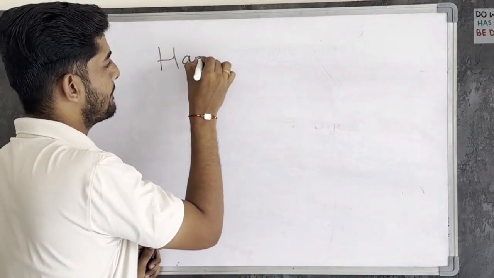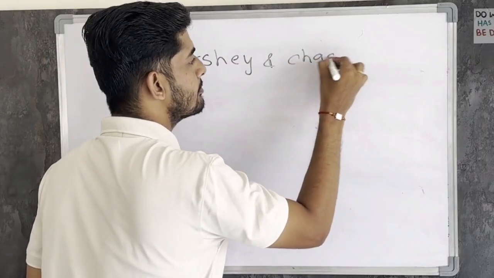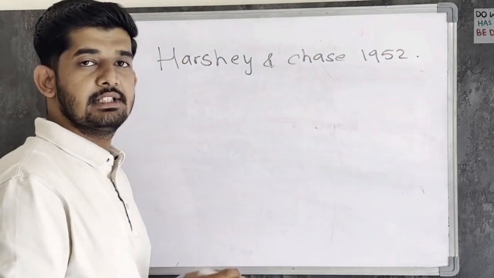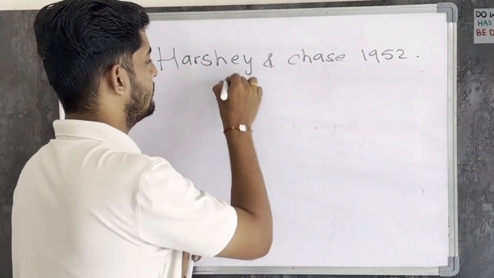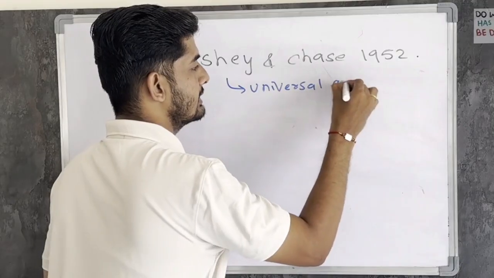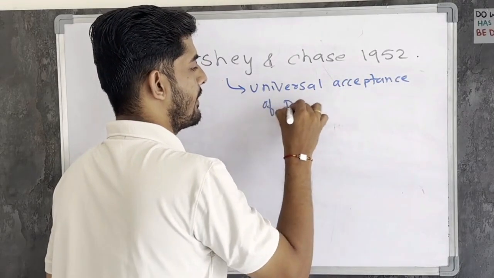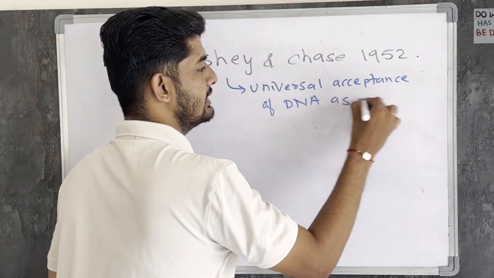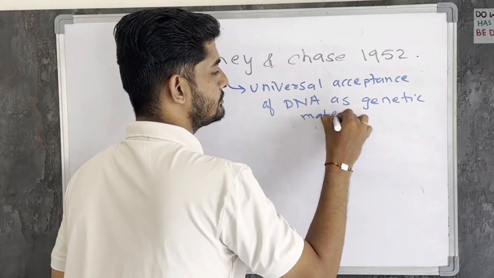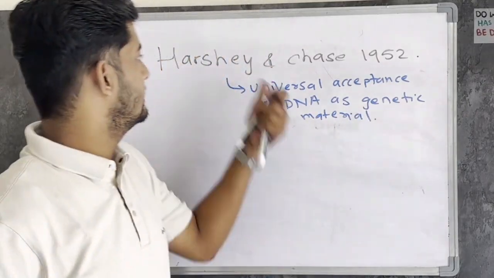Experiment of Hershey and Chase in the year 1952. The experiment conducted by Hershey and Chase led to the universal acceptance of DNA as genetic material. Now we will see how the experiments were conducted by Hershey and Chase.